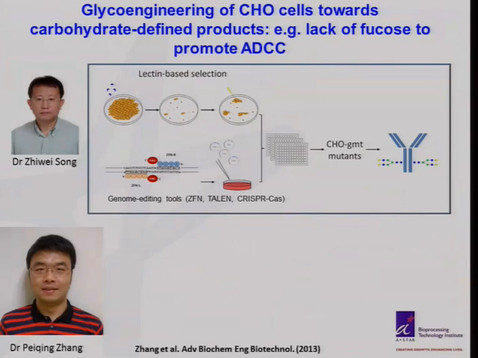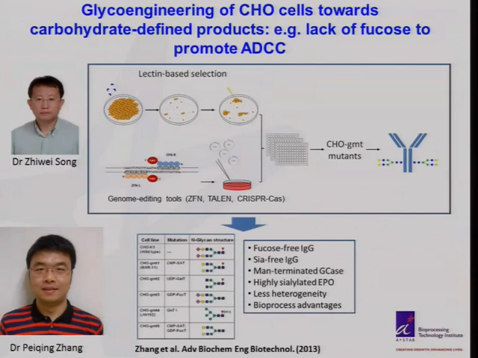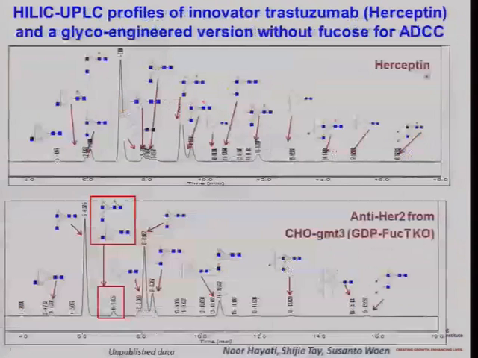All of these are very effective ways of actually deleting the enzymes that are required for glycosylation or the transporters in order to get homogeneous glycosylation for a particular therapeutic function. So we've made a series of cell lines here, each of which have homogeneous glycosylation processing. We can make them fucose-free, sialic acid-free. We can have mannose-terminated glycans. We can make highly sialylated EPO. We get less heterogeneity, and we get advantages in bioprocessing.